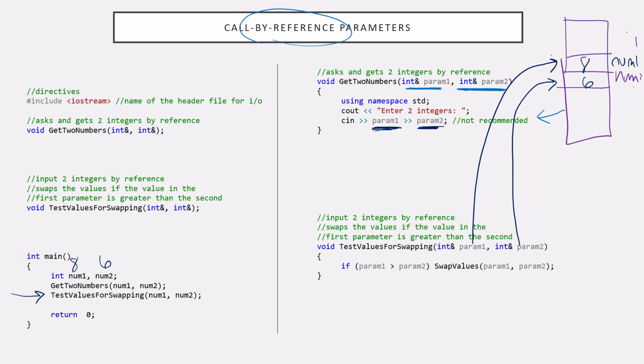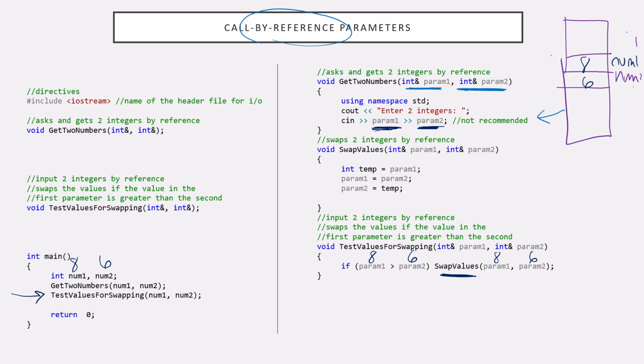So now we're going to check. The nice thing is if you took C, you would have to dereference and go to the value at, but by the way that C++ uses reference parameters, it will already dereference for you. So you're going to check if 8 is greater than 6. And if it is, you're going to call this swap values function. And when you do it, you're going to pass the 8 and the 6. But the swap values function, if you look, is also a pass by reference.